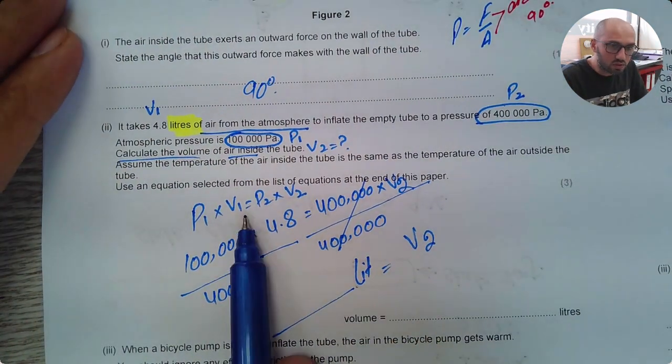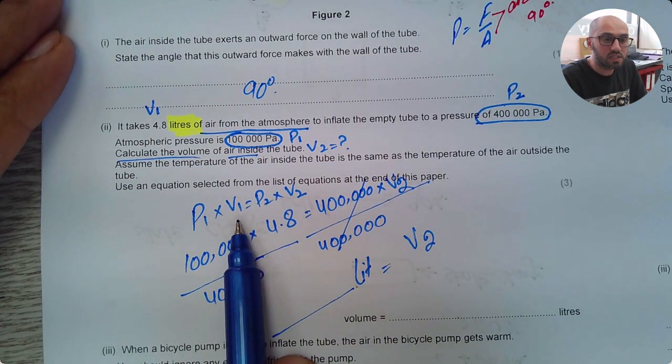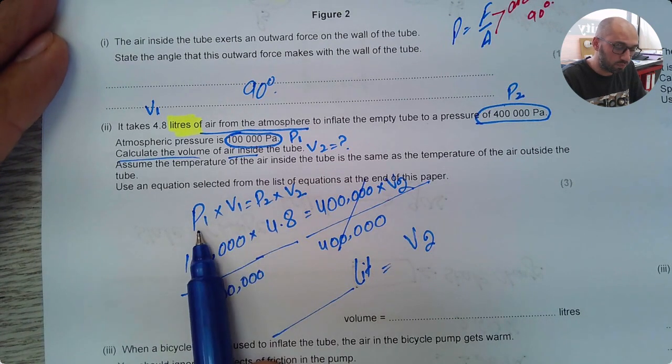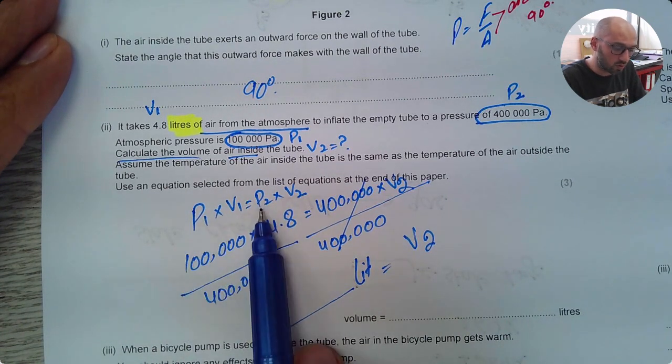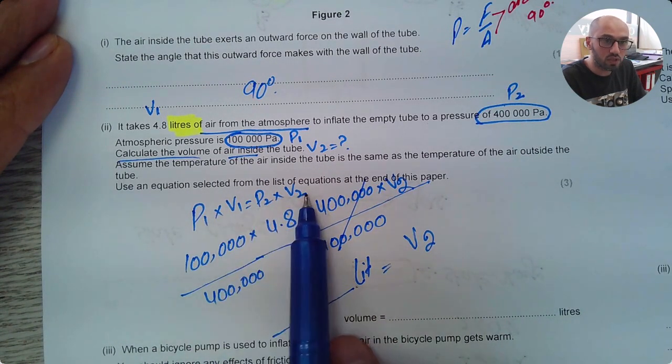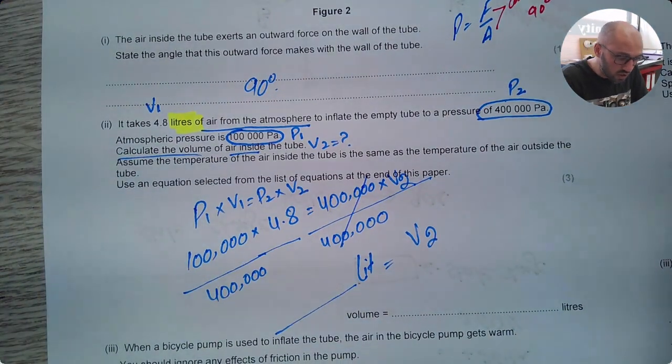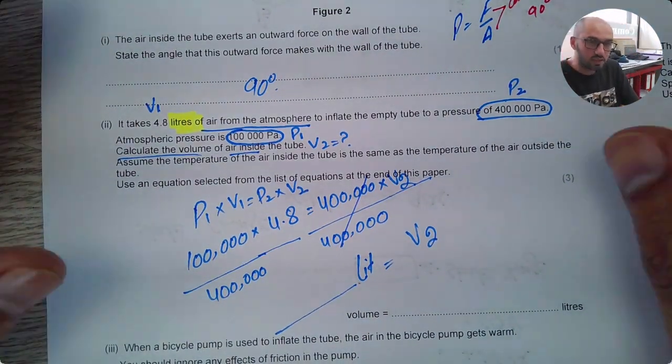Remember, whenever you use this equation, units must be the same on both sides. So pressure should have the same unit on both sides. Volume should have the same unit on both sides. You don't need to do any conversion in that case.